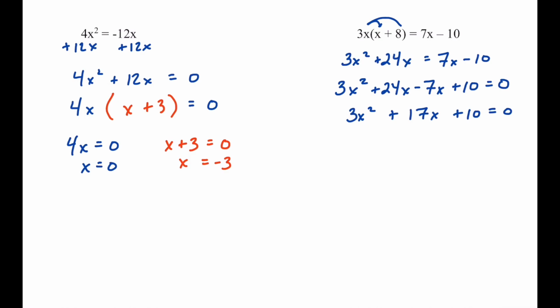Now we've got it equal to 0. We have to factor it. This is a trinomial, and there are lots of ways that you can factor a trinomial. Decomposition, you could use the box method, reverse FOIL, whatever you feel comfortable using. Personally, I like decomposition. What multiplies to give 30, but adds to give 17? It's 15 and 2.